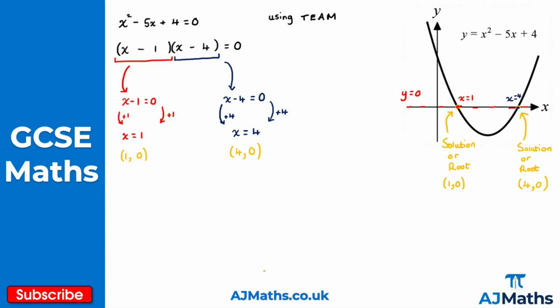Okay. And there we have it. So like you can see, it's quite a straightforward process. We just start with our quadratic. We set that equal to 0. Once it's set equal to 0, we can then factorize. And once we've factorized, all we do is we consider each bracket individually, solve that one individually, and you obtain your two solutions.